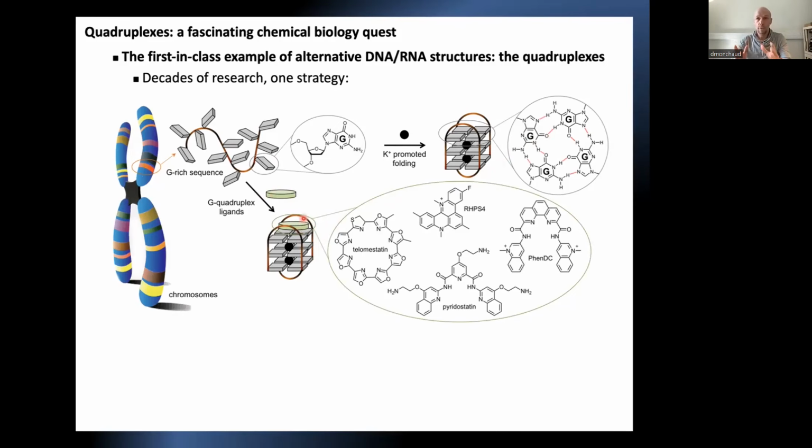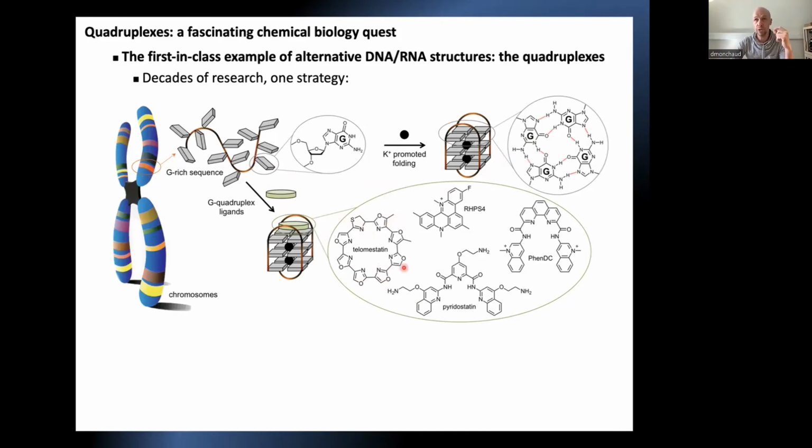Why it is fun is because, in fact, we didn't even know at that time if quadruplexes could form in cells, but we decided anyway to target them with small molecules because it was quite an interesting chemical biology quest. So a myriad of examples exist of molecules that stabilize quadruplexes.